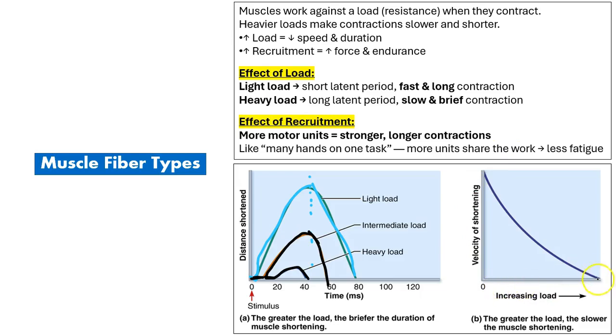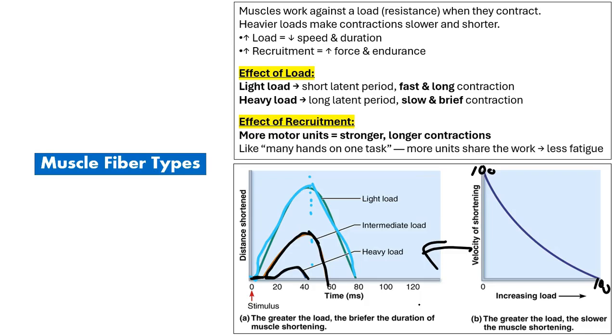So here as we increase load, let's say this goes to 100 and this goes to 100 up here. When you have a very, very quick contraction, right, going all the way to 100, your load is very small, so you have less of a load. Versus if you have a very high load, you'll see the velocity is very, very low. And that directly relates to the graph we see here.